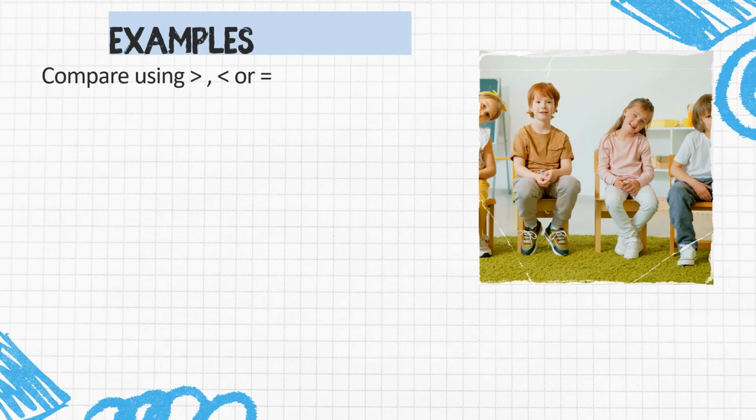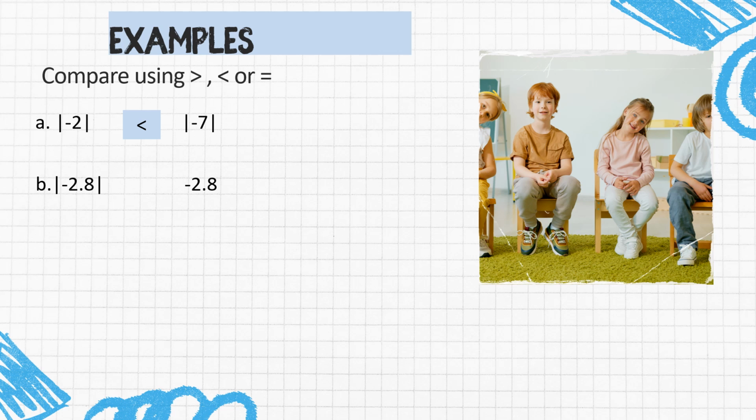Let's have an example. Compare using greater, smaller, or equal. Is the absolute value of -2 greater or smaller than the absolute value of -7? Tell me, math champions. I'm waiting for you. Yes, excellent. The absolute value of -2 is smaller than the absolute value of -7.